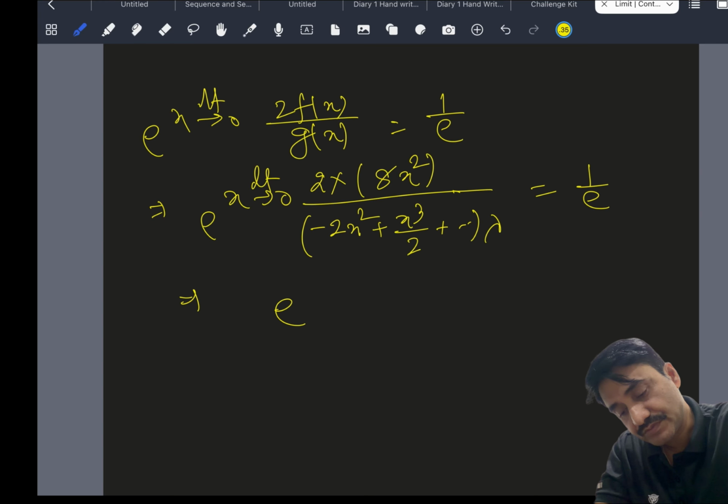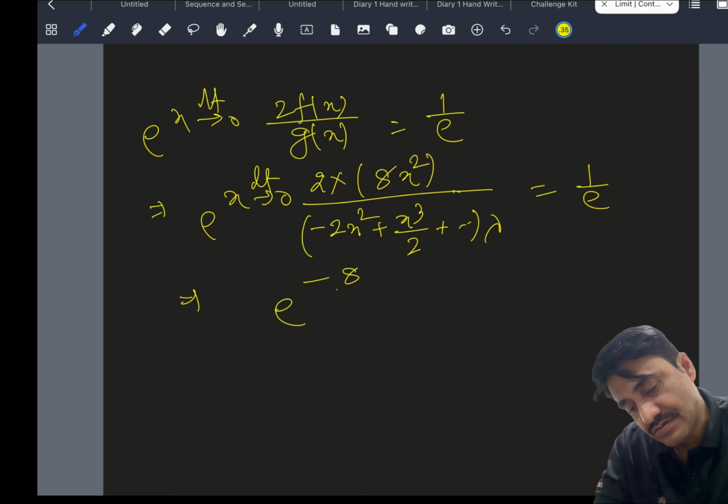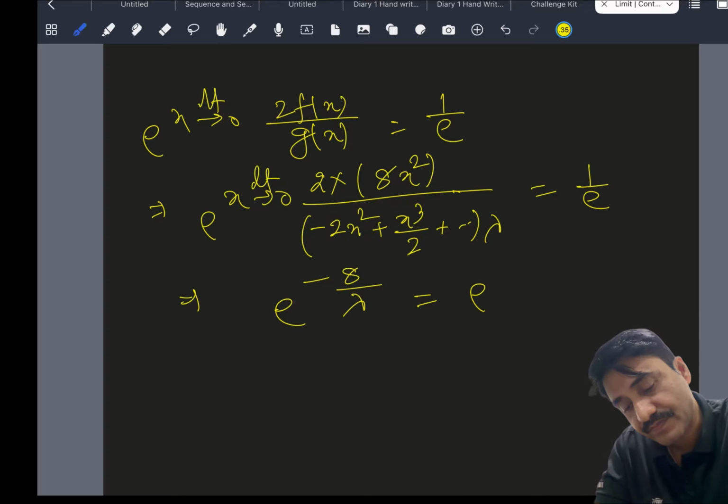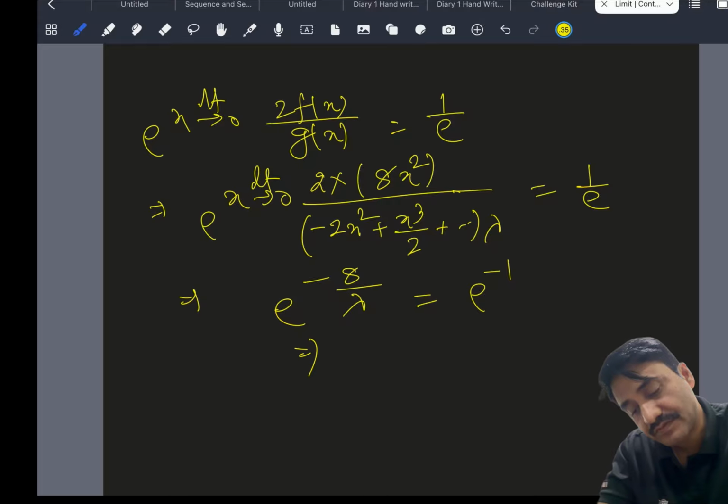e raised to minus 8 by lambda is equal to e raised to minus 1. This implies lambda is equal to 8. So this is the answer.